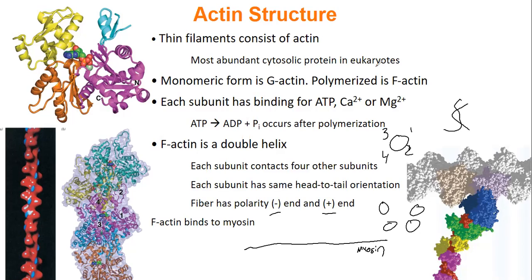No, it's just, am I in a fiber? Then I'm F-actin. Am I all alone? Then I'm G-actin. The thin filament is going to be F-actin.